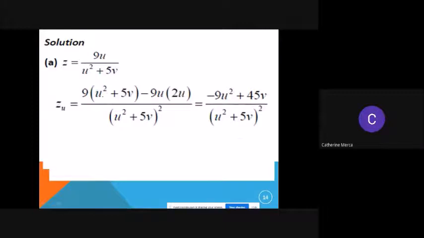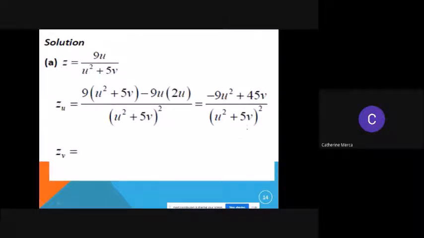Equals negative 9U squared. So negative 9U squared plus 45B. Why? Negative 9U times 3 is negative 18U squared. Then plus 9U squared, that's why you have negative 9U squared. Then plus 5B, so you have 9 times 5B, you have plus 45B. So what's more happened here?